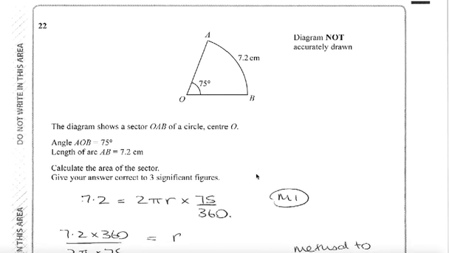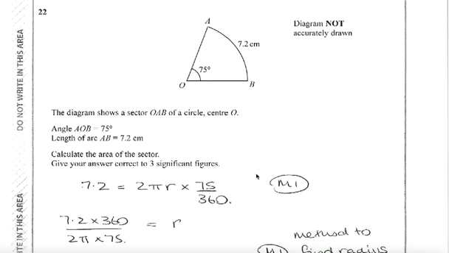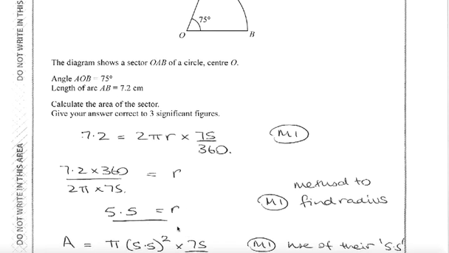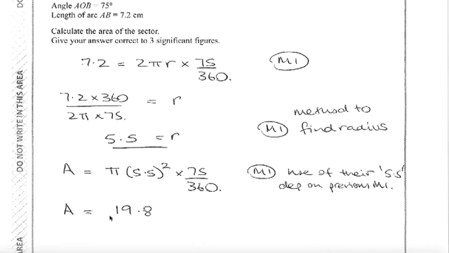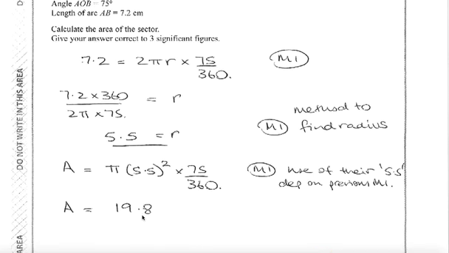Question 22. First thing we have to do here is to work out the radius. So the arc length is 2 pi r times 75 over 360. Rearranging this, so multiply by 360 and divide by 2 pi 75. Gives me r is 5.5. Now use that, so pi r squared times 75 over 360 gives me 19.8.